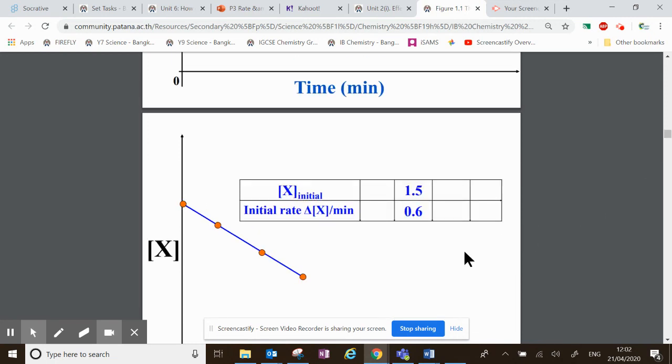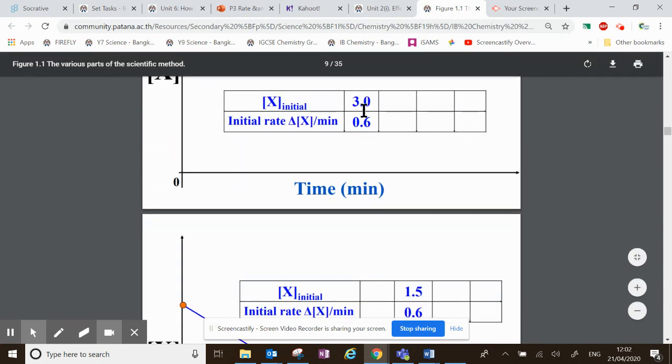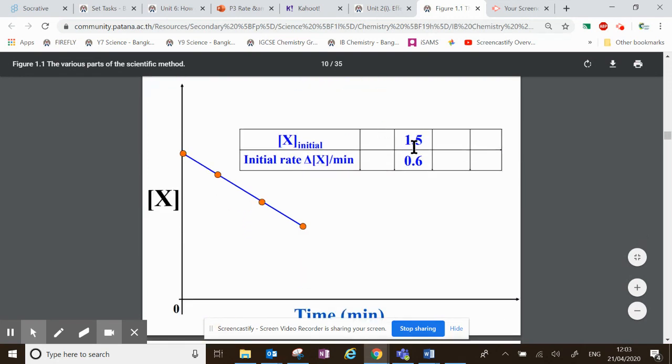So a second experiment now has been set up with a concentration of 1.5. In other words, half what it was in the first experiment. 3 molar concentration of X in that experiment, half that, 1.5 molar concentration of X in this experiment. And again, the gradient of the line at the initial part has been worked out. Rise over run, change in concentration of X divided by the time taken. That's been done for you. There's a value of 0.6 there.